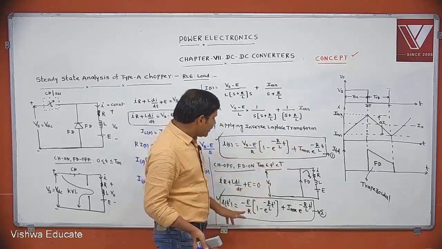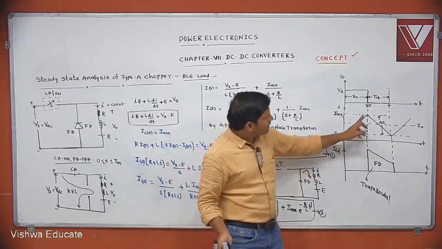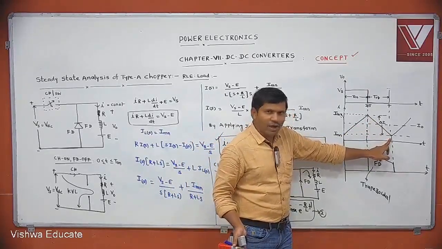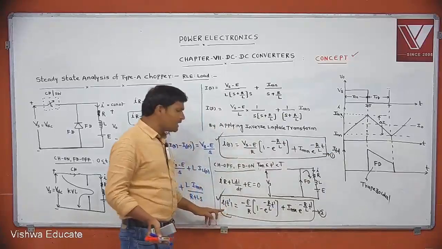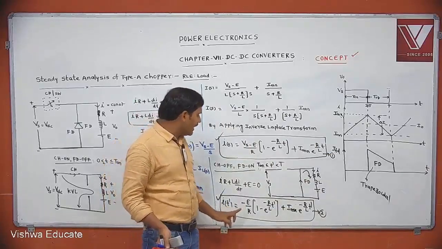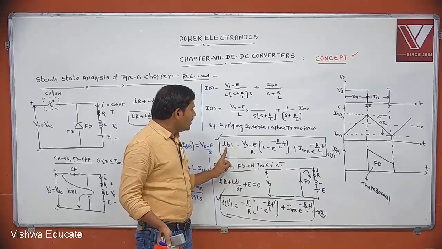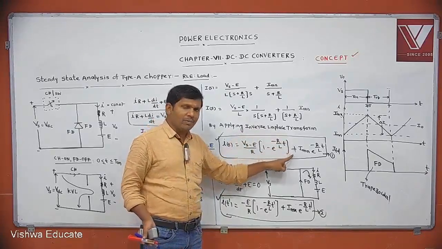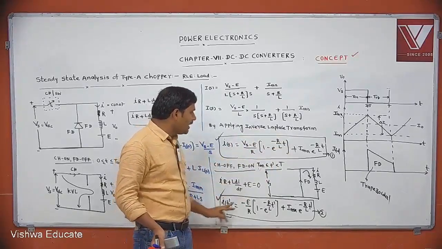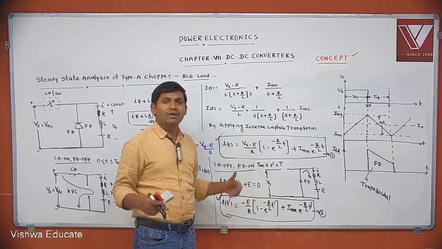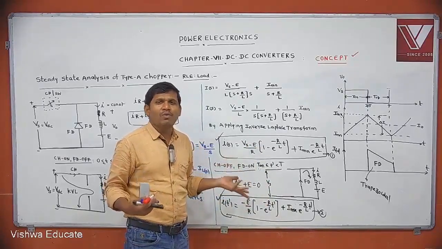Similarly, whenever t equals t off, the current reaches which value? I minimum value. Then replace I of t' by I minima. Then you can get an expression for I minima in terms of I maxima. We get I maxima in terms of I minima, and here we get I minima in terms of I maxima. Then by solving these two expressions, we can get I minima and I maxima.